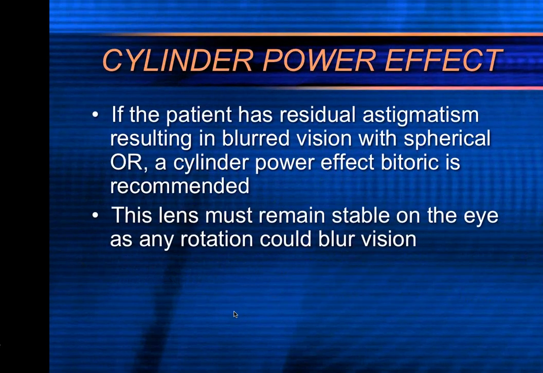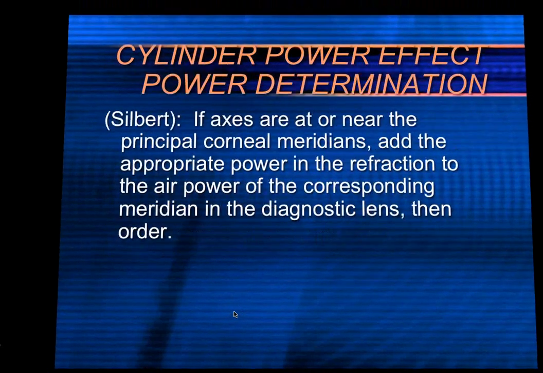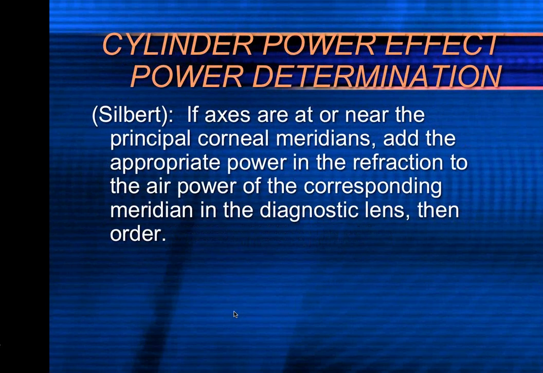Now, what if the patient's refractive cylinder doesn't equal their corneal cylinder, so they have some residual cylinder? So you do a spherical overrefraction, but they still have blurred vision. Well, then you use what's called a cylinder power effect bitoric. And as I mentioned earlier, this lens shouldn't rotate on the eye or there can be blurred vision. Typically, if there's at least 2 diopters of cylinder in the lens, it will remain stable, and I don't hesitate to order these. I like to call this Silbert's rule.